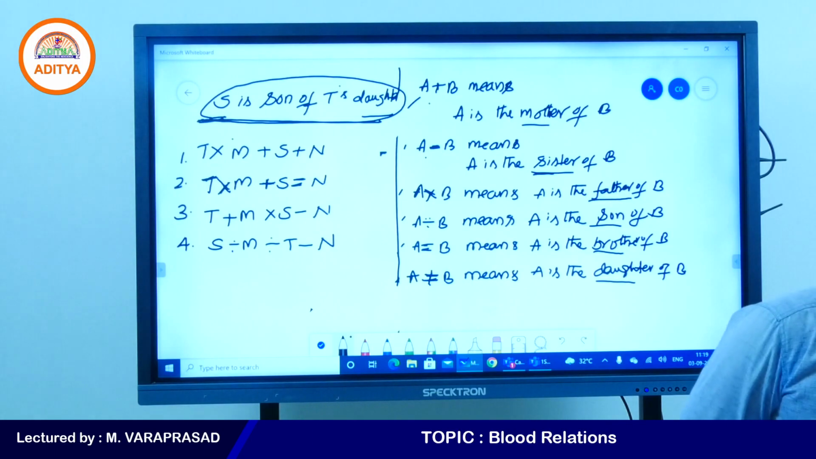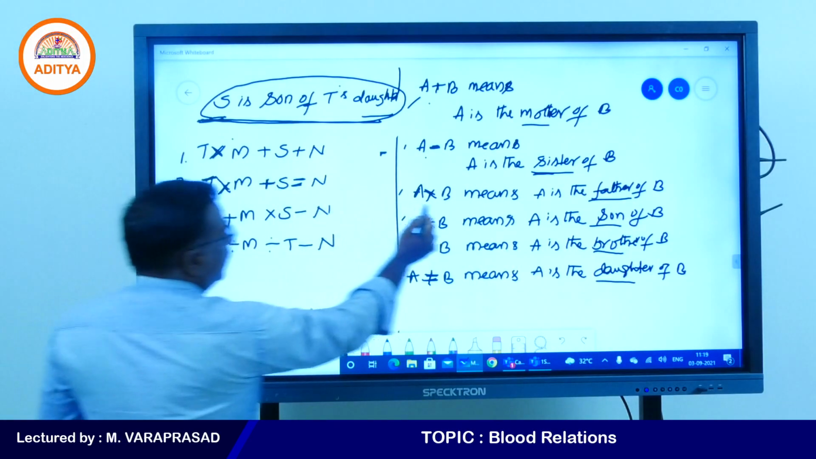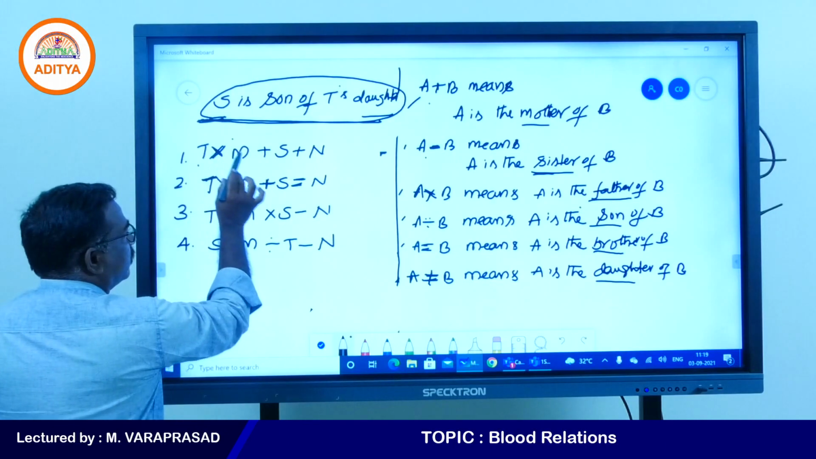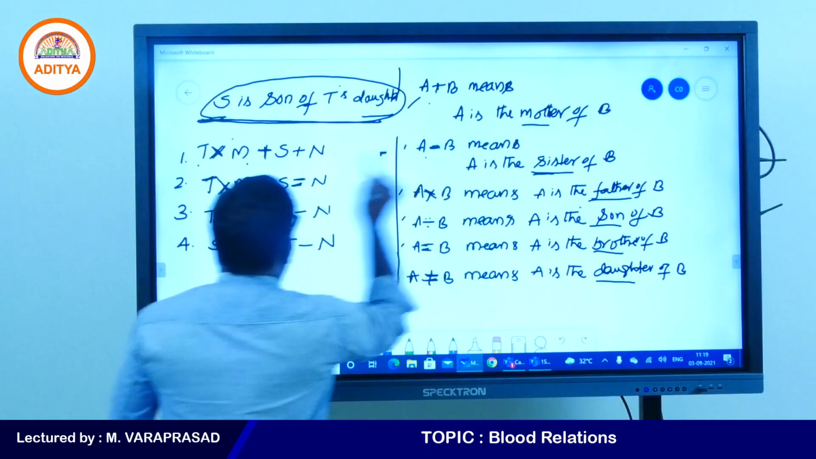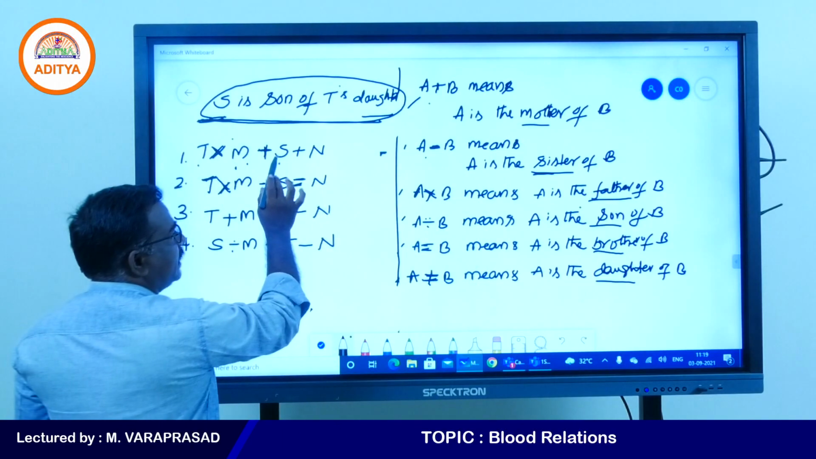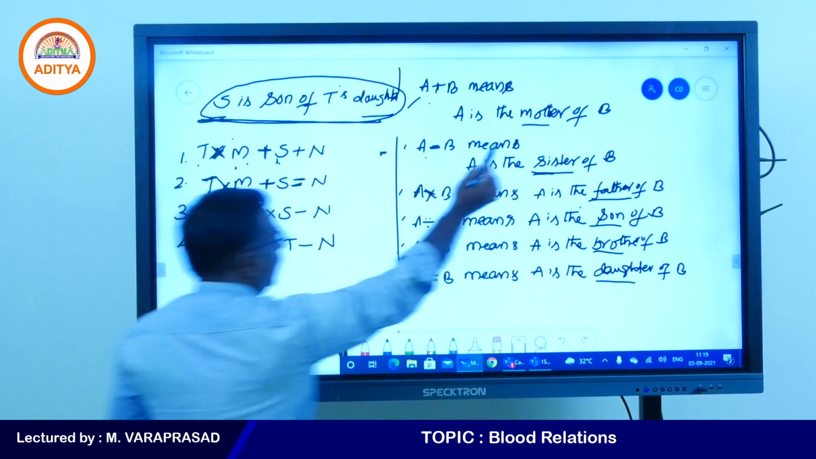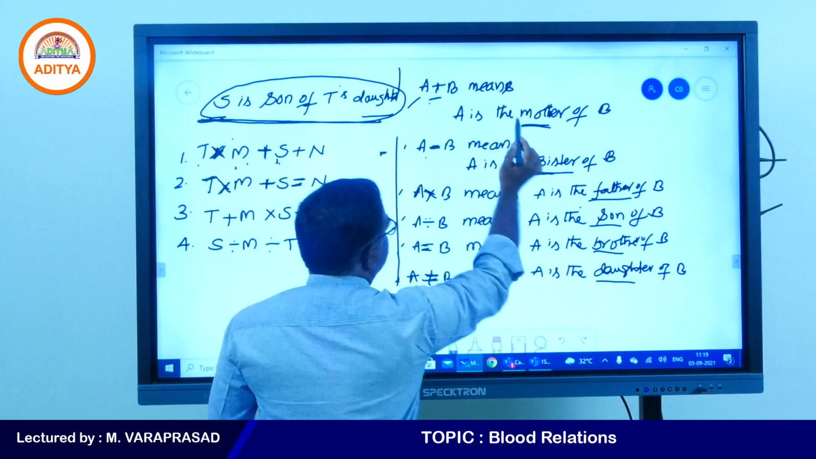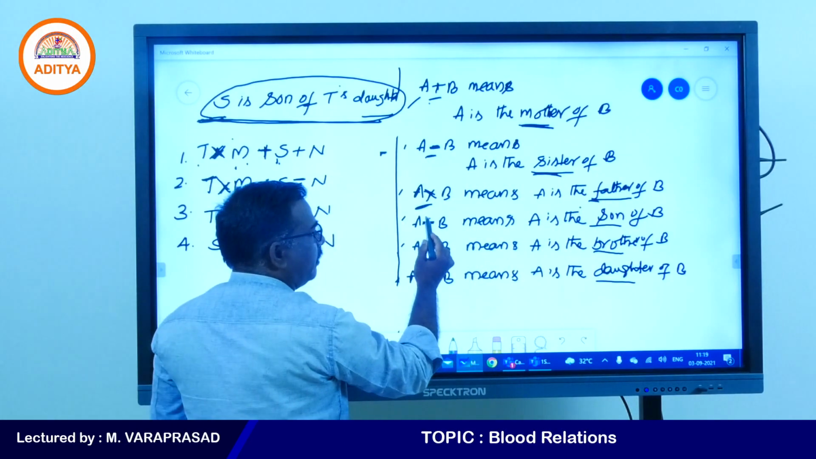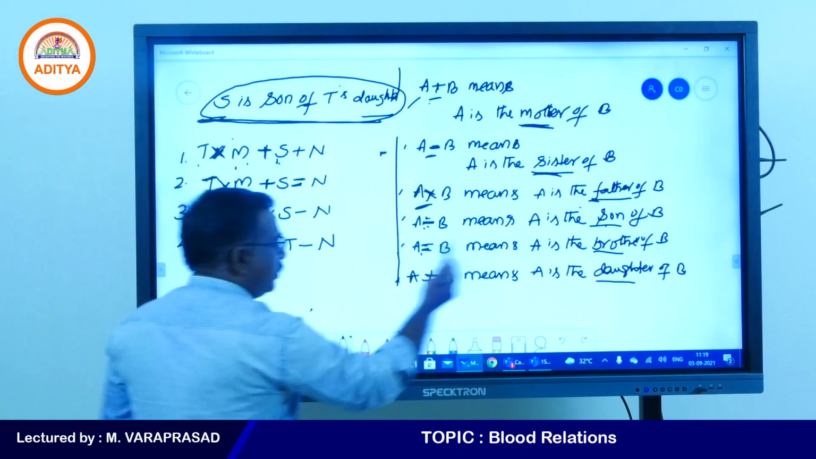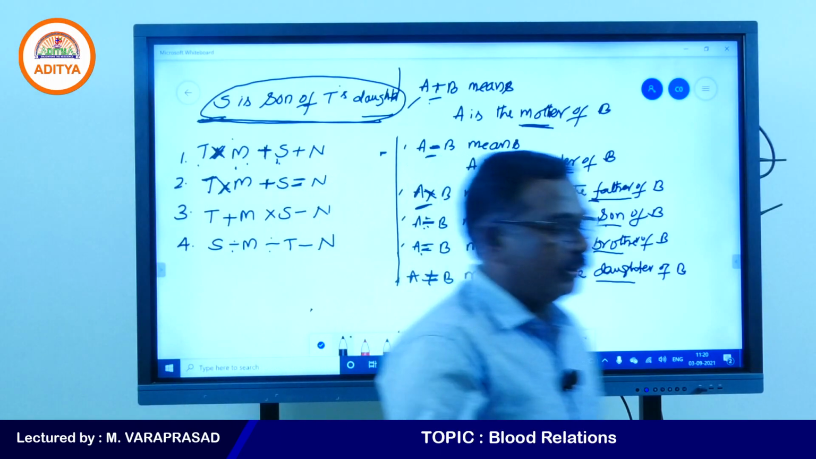How to identify the relations in symbols? See here, if you take this symbol, it means father: T is father of M. This symbol, plus, means mother: M is mother of S, S is mother of N. Like that, use this symbol and use the relation here. Plus means mother, minus means sister, into means father, divided by means son. Use the symbol and use the relation. Which option is giving the answer here?